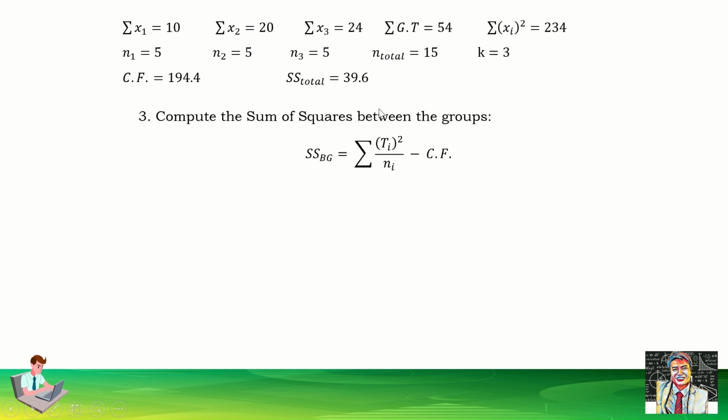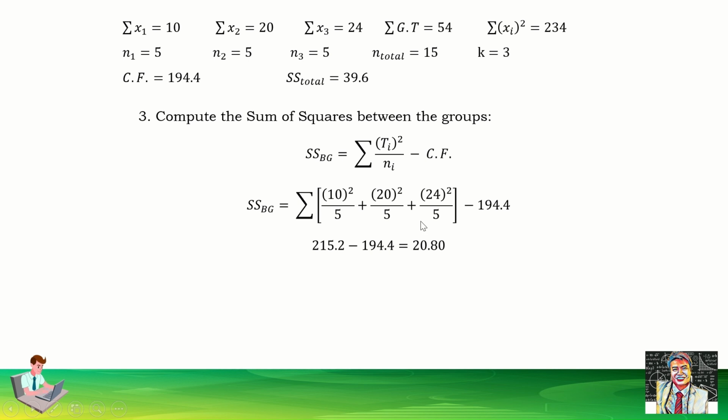Step 3. Compute the sum of squares between groups, or SSBG. SSBG equals the sum of each group's total square divided by the number in that group. Then subtract the correction factor. So for the first group, 10 squared divided by 5 is 100 divided by 5, which is 20. For the second group, 20 squared divided by 5 is 400 divided by 5, which is 80. For the third group, 24 squared divided by 5 is 576 divided by 5, which is 115.2. Add these up. 20 plus 80 plus 115.2 equals 215.2.